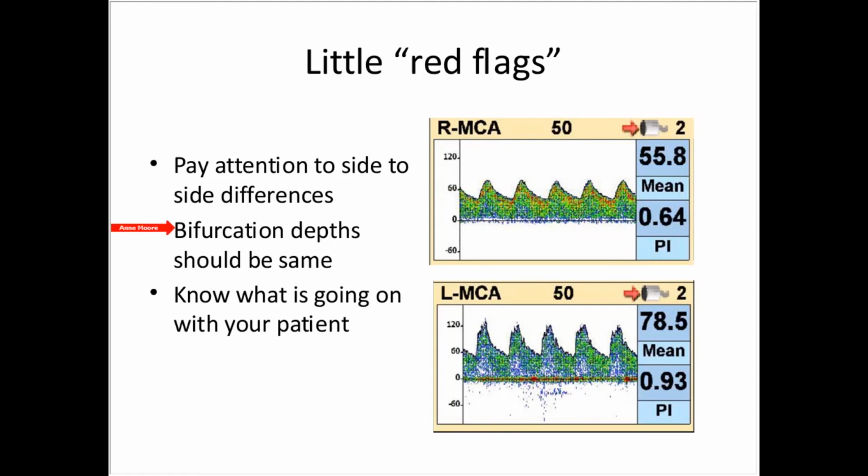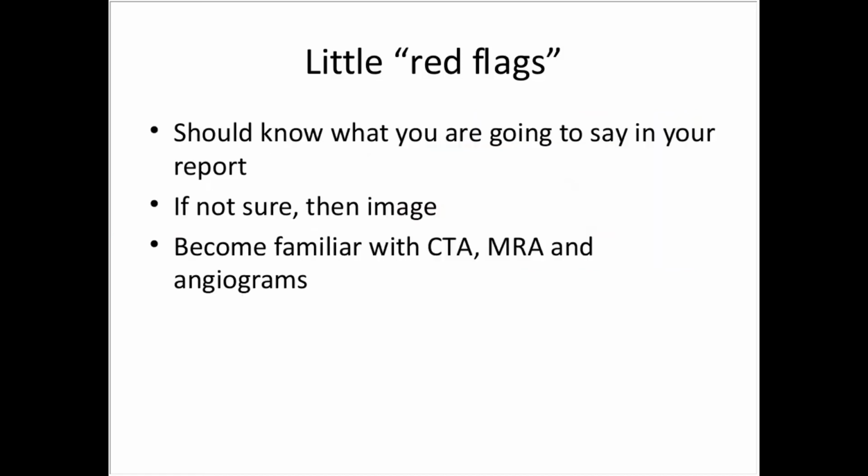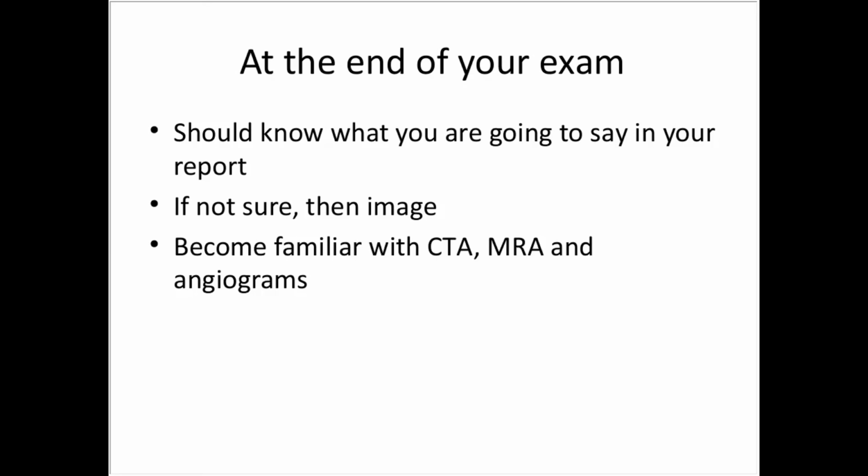Now, bifurcation depths need to be the same. There could be, again, a hemodynamically significant lesion that would cause the ACA to reverse. So as I alluded to in the other slide, if you're still getting ACA flow towards the probe, it could mean that it's a collateral. Know what's going on with your patient. If your patient has swelling on one side, if they've had an injury, that's going to change your depths as well. They could have what's called a midline shift. Again, intracranially, that could change your depths as well.